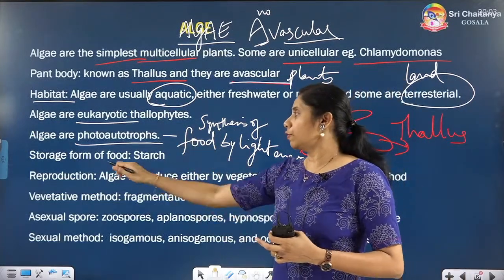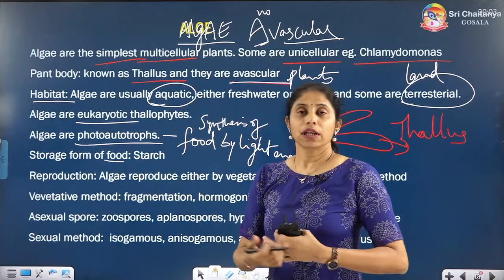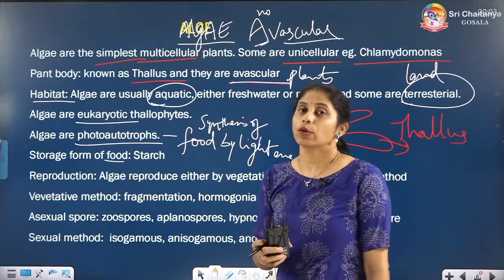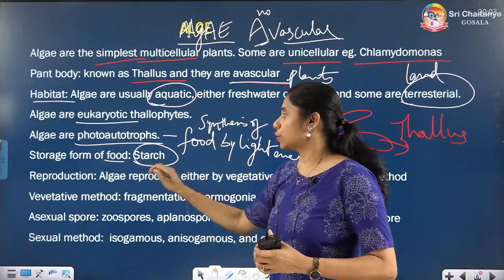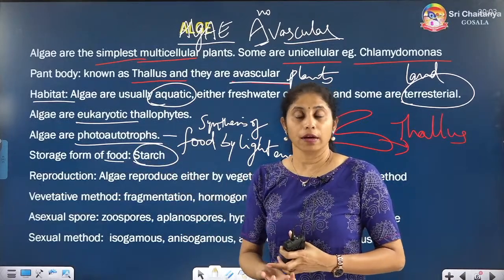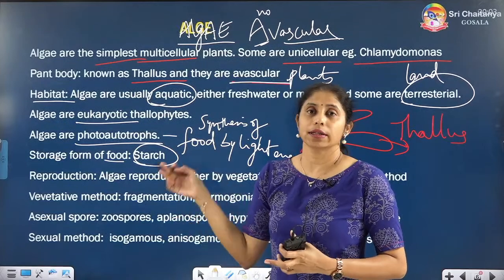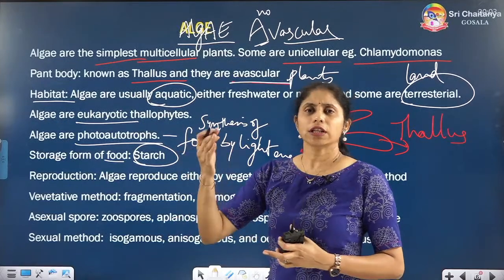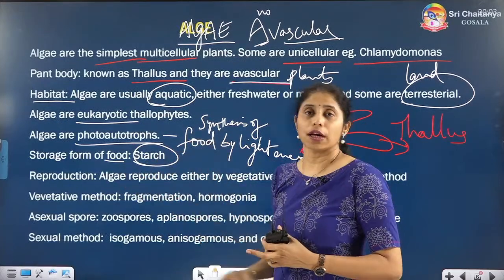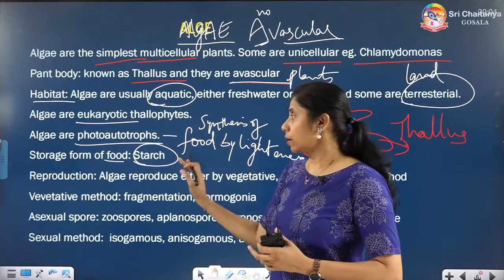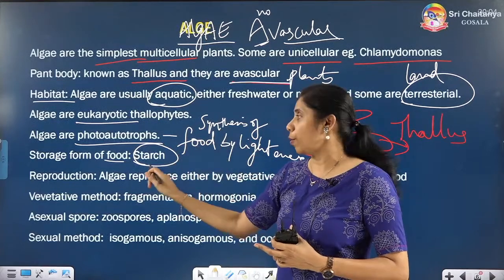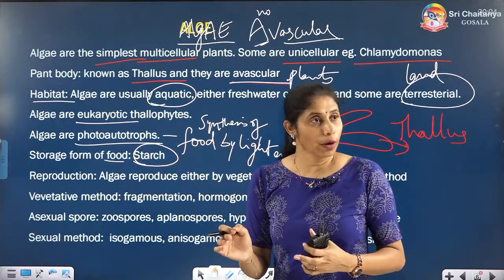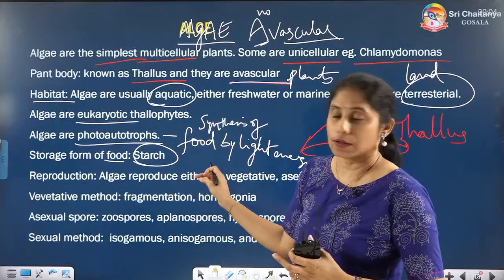In which form will the food be stored in them? See, in our body the food is stored as glycogen, but in the plant body the food is stored in the form of starch. The reserve food material in plants is generally starch. It varies from one plant to another, and you will learn different types of starches later. But here, as it is a plant, it will store all the food which it prepares in the form of starch. That is the storage form or reserve food material of these plants.